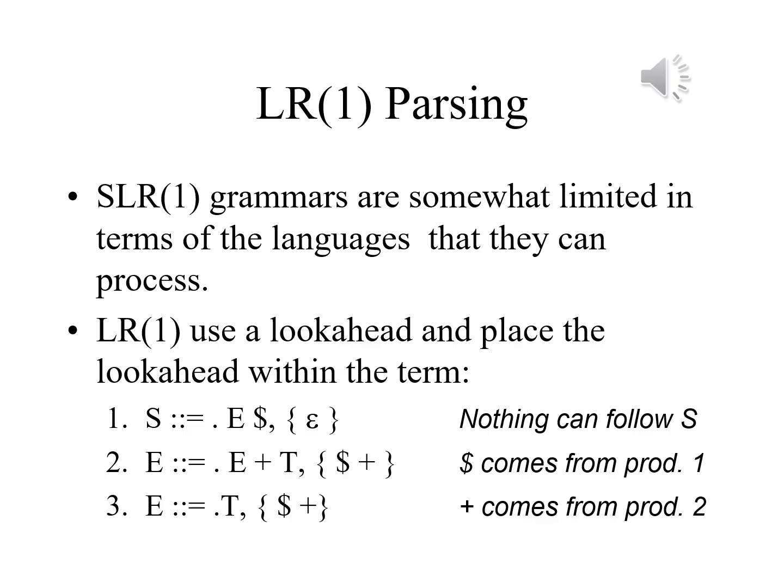In the items present at this point, the non-terminal E is followed by the end of file marker in production 1 and the plus sign in production 2. So this follow set will appear in the items for E.